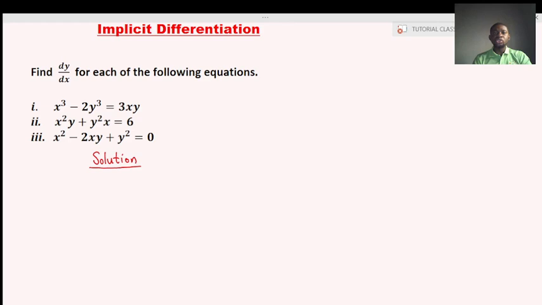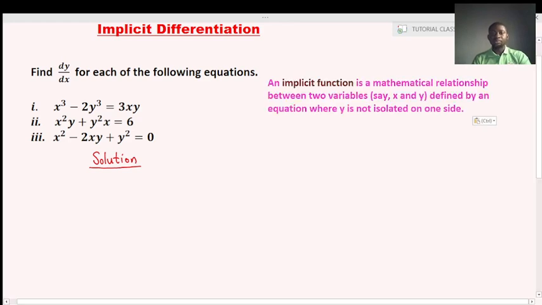An implicit function is a mathematical relationship between variables x and y defined by an equation where y is not isolated on one side. So you can see that this is not like the explicit functions that we are used to.